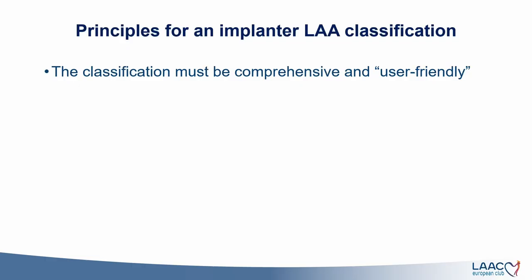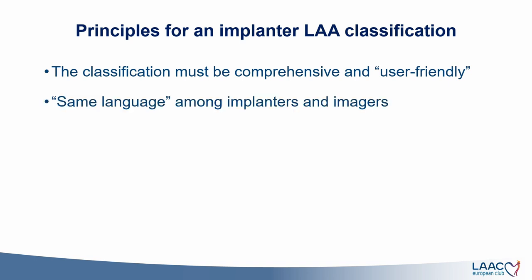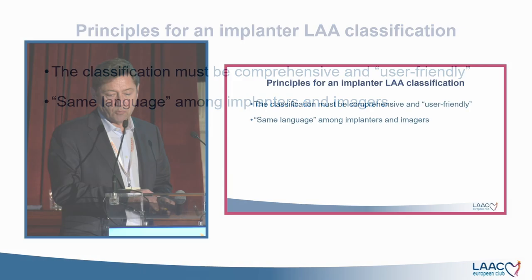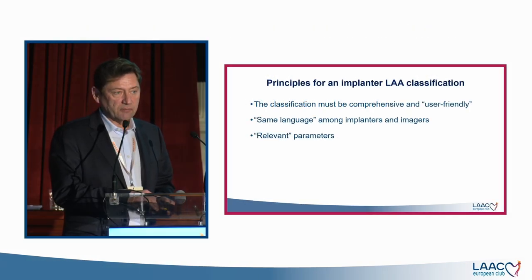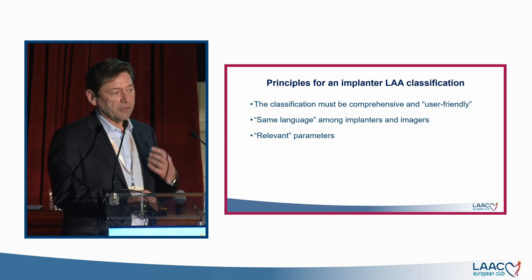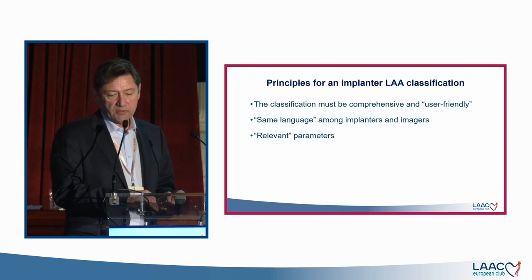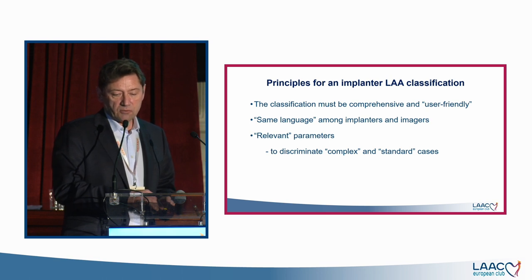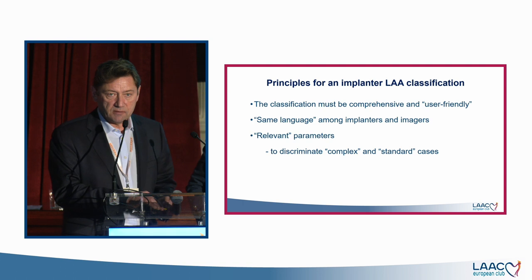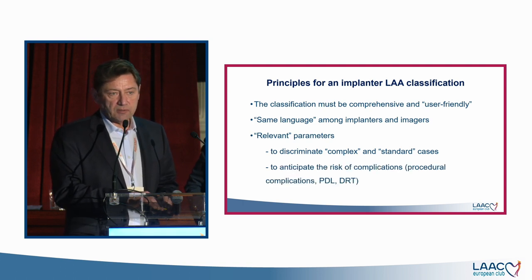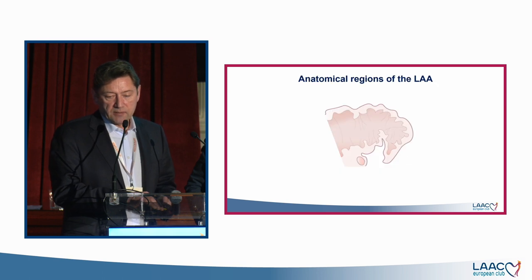First of all, we think that the classification should be comprehensive, intuitive, and user-friendly, not something too complex to use. One of the most important points is that we should speak the same language, implanters and imagers, which is not the case with the current classification. So we will try to find parameters that are relevant, meaning that they are associated with adverse complexity or adverse clinical outcomes, something clinically relevant. And we want the classification to discriminate complex but also standard cases, because not all are complex, and to anticipate the potential risk of complications. This is the appendage that you know.